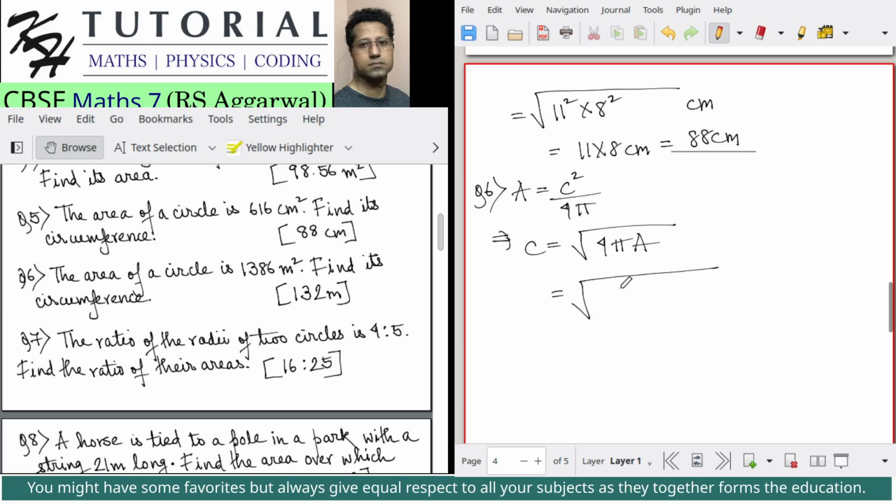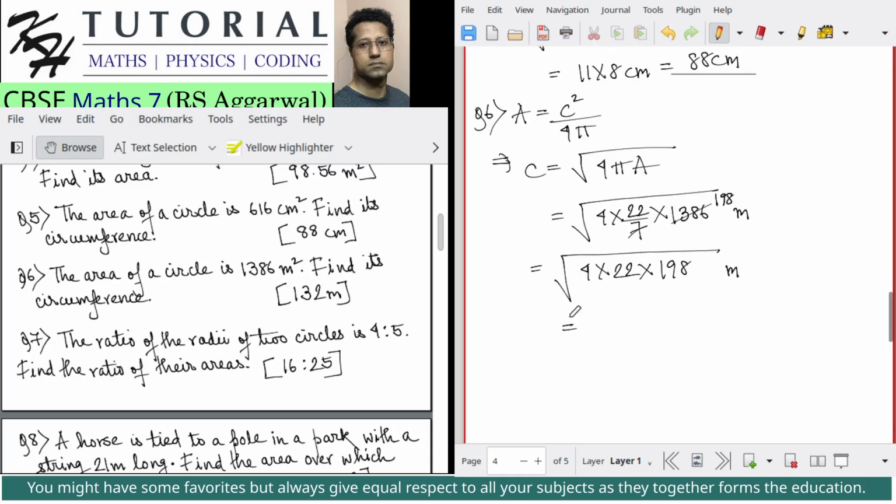This will be equal to 4 multiplied by 22 by 7, and area is given to be 1386 meter square. So the circumference will be, so this is equal to 4. Okay, so let's try to simplify. 7 will divide 1386 with 198. So this becomes 4 multiplied by 22 multiplied by 198 meter.